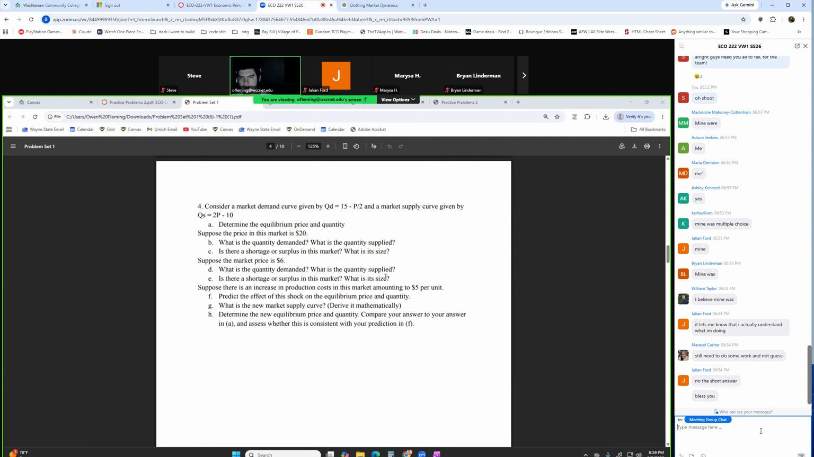For example, here, there's an increase in production costs amounting to $5 per unit. Okay, that, as we know, is going to shift supply to the left. But seeing the $5 per unit should tell you that it's going to shift upward by exactly that $5 amount, right? So you need to be able to be given a numerical shift amount and then apply that to an equation. Okay, so this question, definitely.